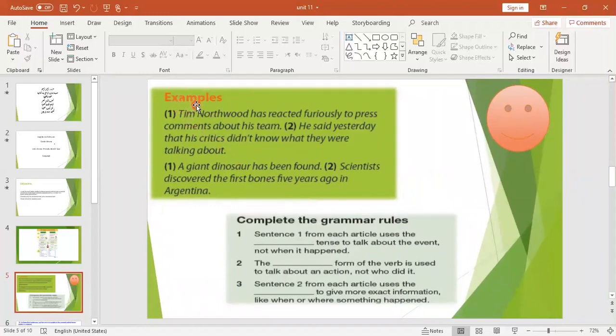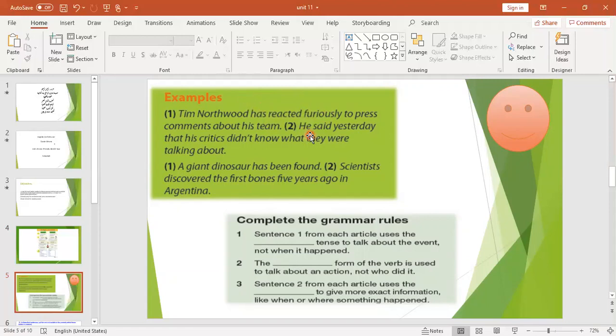Let's read the pairs of examples. In the first pair of examples, 1 and 2, Tim Northwood has reacted furiously to press comments about his team. He said yesterday that his critics didn't know what they were talking about. We can notice that in sentence 1, the tense which is used is present perfect. We are more concerned about the action. We don't have many details about the time or other things. We are concerned about the reaction here, his furious reaction to the press.